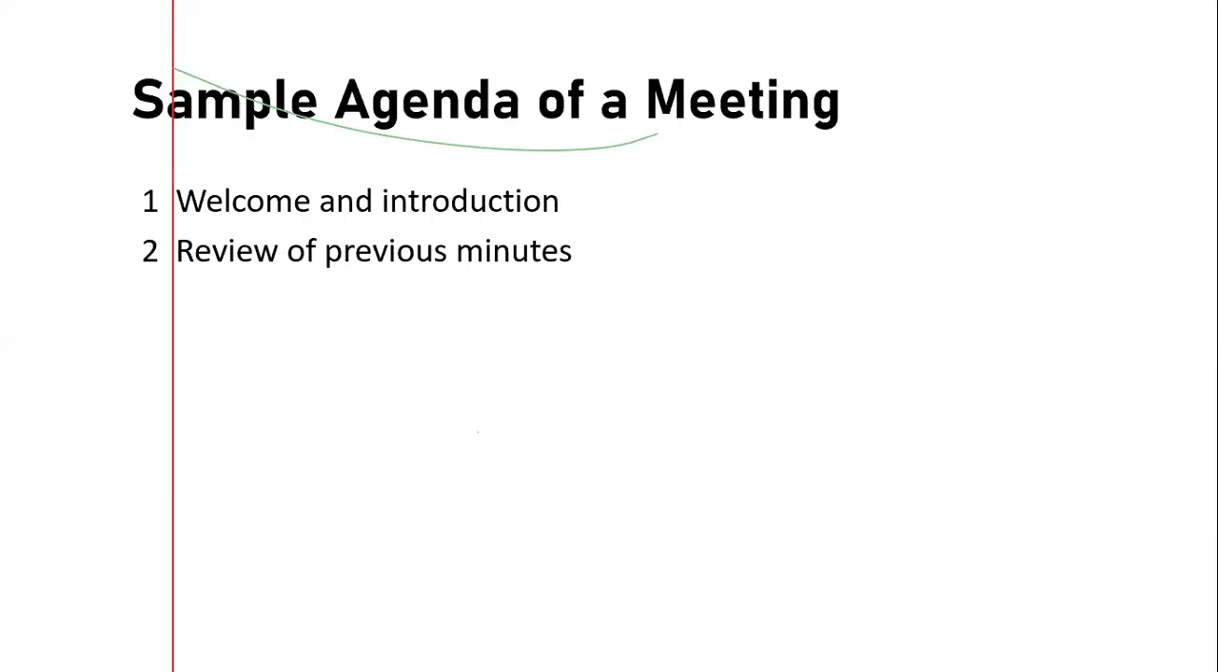Number 2, review of previous minutes. Sometimes the previous minutes will be read by some person, quickly read within 2, 3 minutes. Or the president or the convener can ask another person, now we have disputed your minutes, can you go through the minutes within 1 minute, and we will start the meeting again.